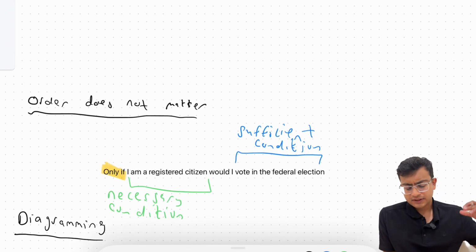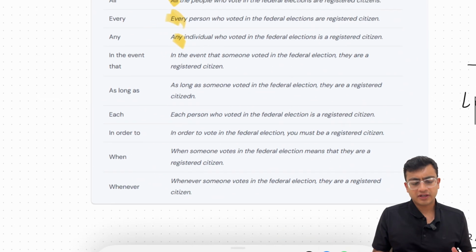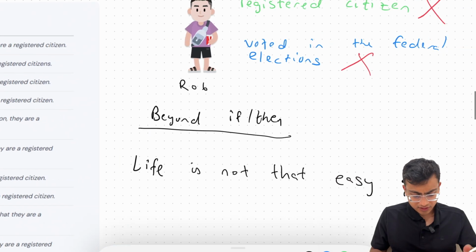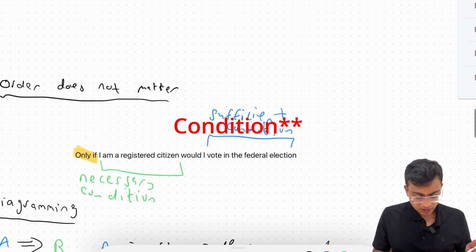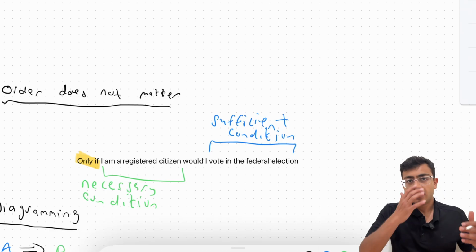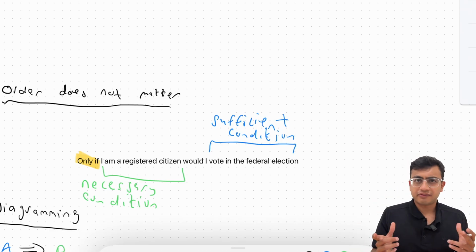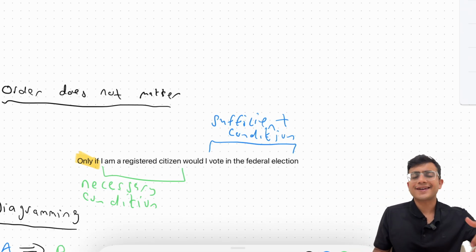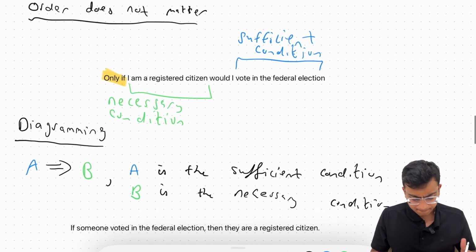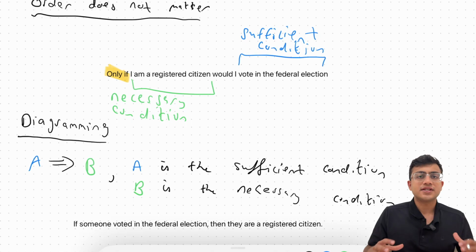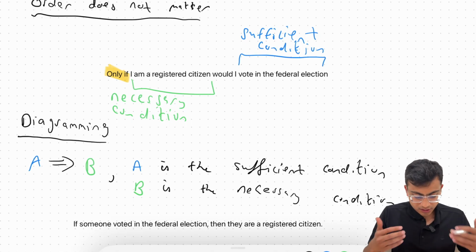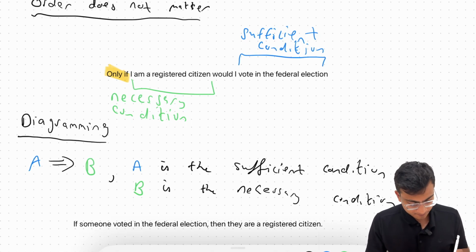Now, because we have so many things going on over here, there can be so many different keywords and key phrases to indicate the sufficient and the necessary condition. Even the order does not matter. We need a way to simplify conditional reasoning, and this is exactly where diagramming comes into play. All conditional reasoning statements can be diagrammed. And the way we are going to diagram is as follows.